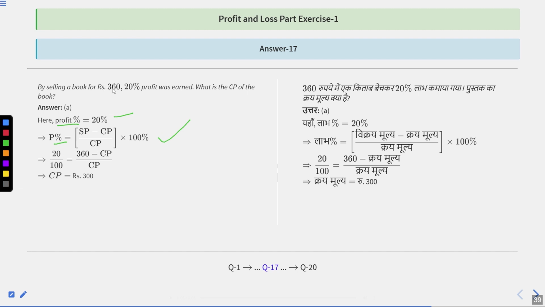We know that the selling price of the book is 360 and need to calculate cost price. So 20 upon 100 is equal to 360 minus CP upon CP. So we get CP equals 300, which is the correct answer.